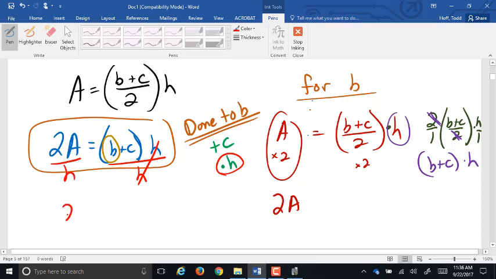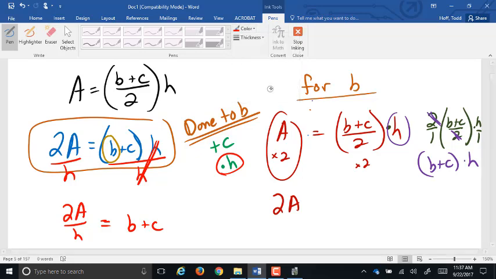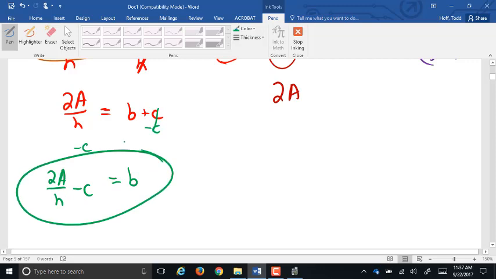2a divided by h is just 2a divided by h. On the right side, the h's divide out, and we're left with b plus c. And all we have left is subtract. Notice I took out the parentheses because there's nothing else there on the right side anymore. So yes, we can just subtract c. On the right, all we have left is the b. 2a over h minus c is 2a over h minus c.